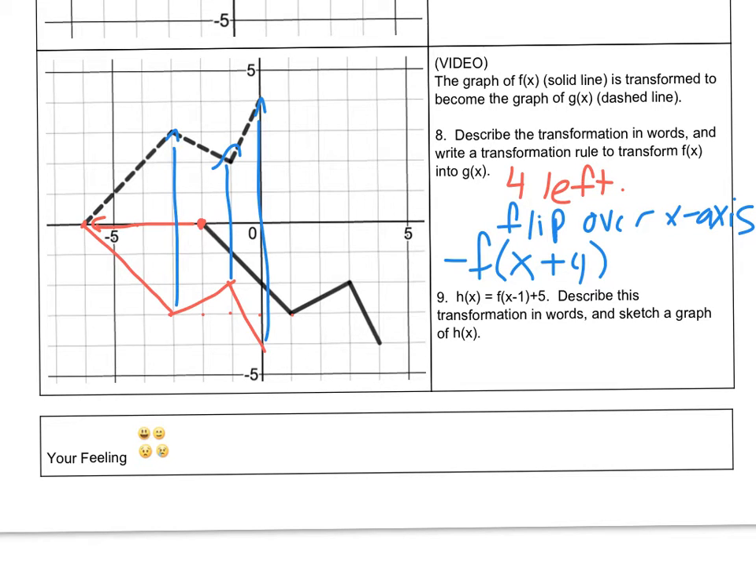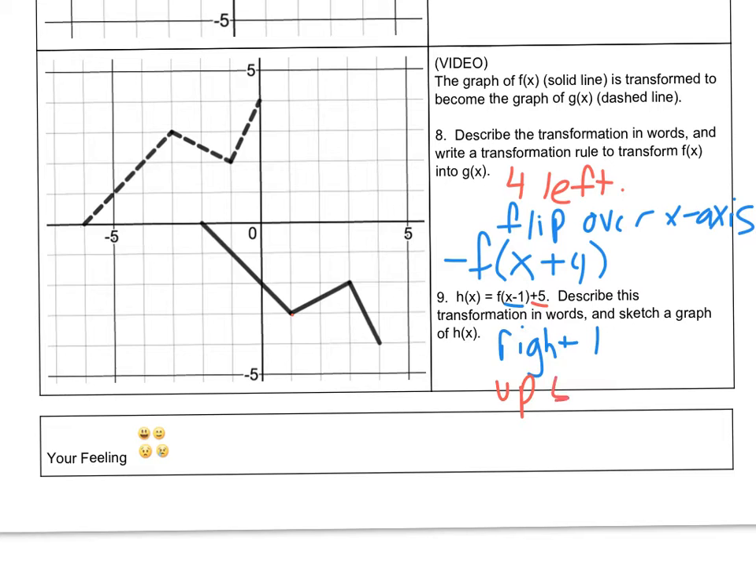I'm going to erase the stuff that I did on my graph, just so I can use it for the next part. Okay, h of x is equal to f of x minus 1, plus 5. So x minus 1 means we're going right 1, and then plus 5 means we're going up 5. That's taking my original graph, which is the solid one, and the points are going up 5 and 1 to the right. So this point would now be up high.